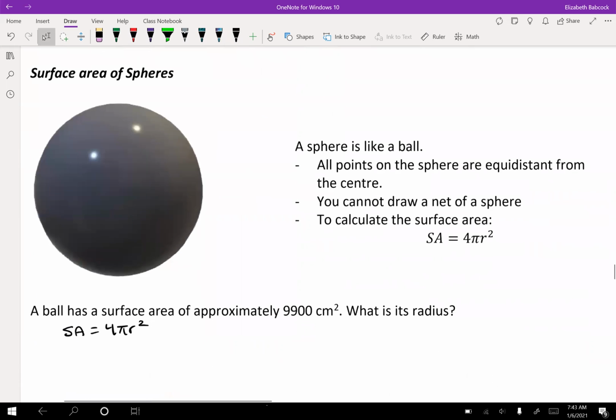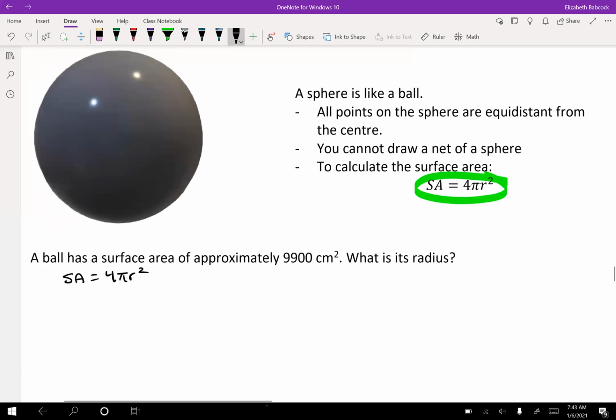Okay. Next, we have the surface area of a sphere. Remember, a sphere is a ball. All points in the sphere are equidistant from the center, which just means that they are an equal distance away from the center. You cannot draw the net of a sphere. It is impossible. And to calculate the surface area of a sphere, you use this formula. So 4 times pi times your radius squared.